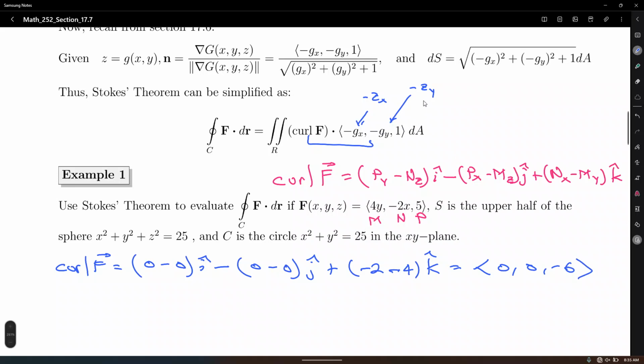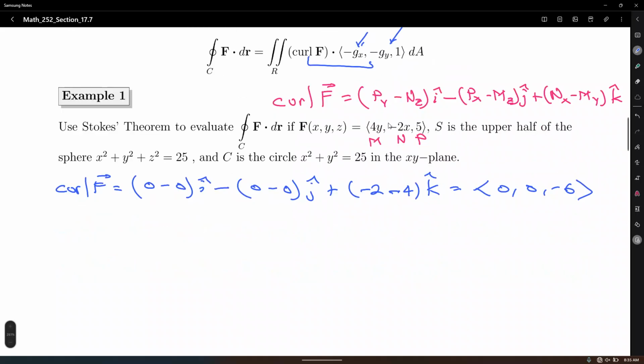What else do we need? Okay, so we need to take the partials. What is the surface anyway? We're given the surface in implicit form, that is x squared plus y squared plus z squared. So we need to get the surface in a way that we can find its partial derivatives. In this case, I'm going to solve for z. So z squared equals 25 minus x squared minus y squared, and z equals the square root of 25 minus x squared minus y squared.